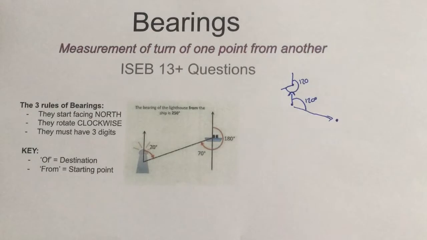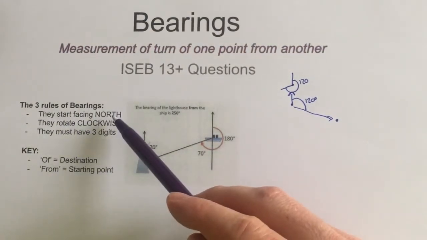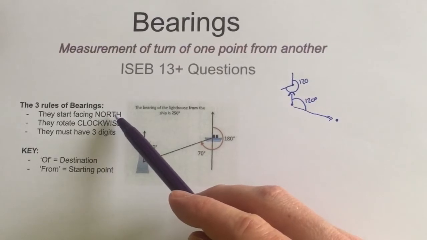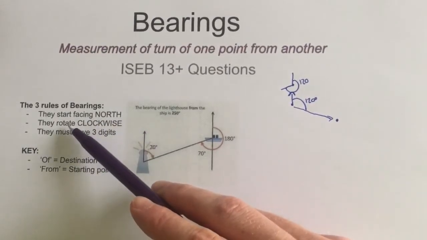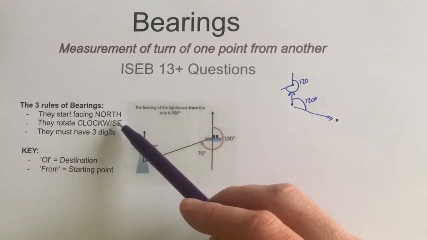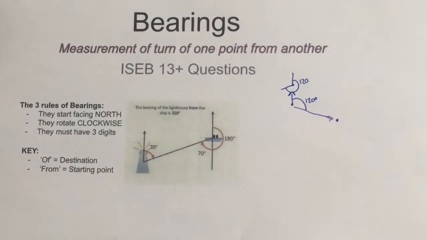turn, and they are: you've got to start facing north. So wherever your starting point is, you face north. You've got to rotate clockwise, and you've got to have 3 digits. And these 3 things make it really easy and clear to understand. So people like pilots and people on ships can really understand exactly what you mean and the direction you are heading in.